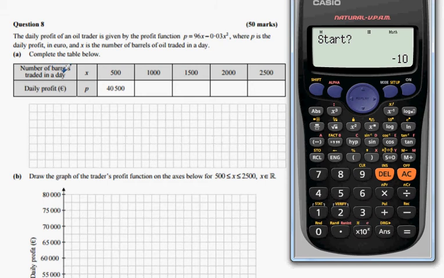x represents the number of barrels. Can you have minus 10 barrels? No. So you can have no barrels, and it's going up in 500, isn't it? So maybe a good end is 2,500, because you can see that's the last value. But the gaps are going up in 500, so that means my step should be 500. And lo and behold, I get my list of values for each one.